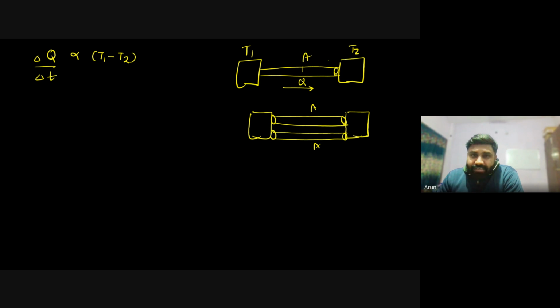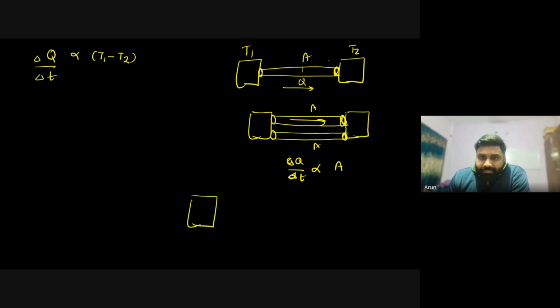So the rate of heat transfer will double because here only one cross section is attached to these blocks, and here we have two attachments, two cross-sectional areas. Okay, higher the value of cross-sectional area, higher the value of rate of heat transfer. So we can also say here that the rate of heat transfer is directly proportional to the cross-sectional area, which is A.